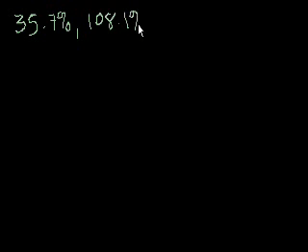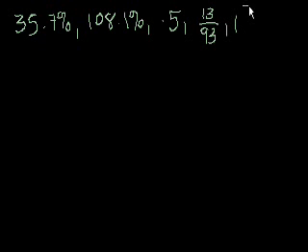Let's get started with some problems, and as we go through the examples, hopefully you'll understand how to do these problems. So let's see. The first set of numbers that we have to order is 35.7%, 108.1%, 0.5, 13 over 93, and 1 and 7/68. So let's do this problem.